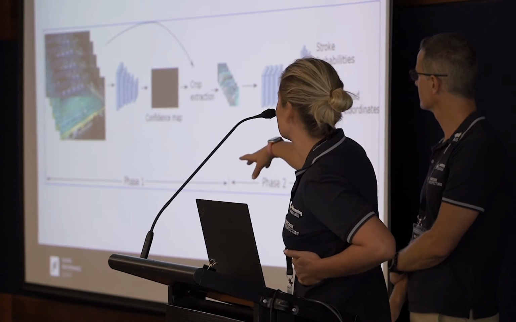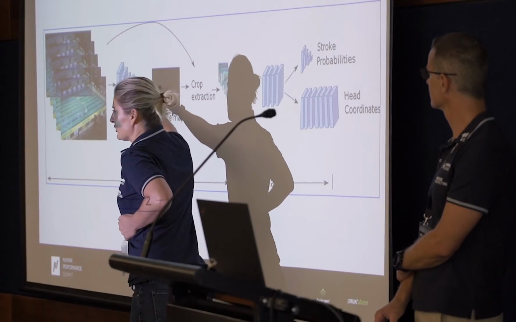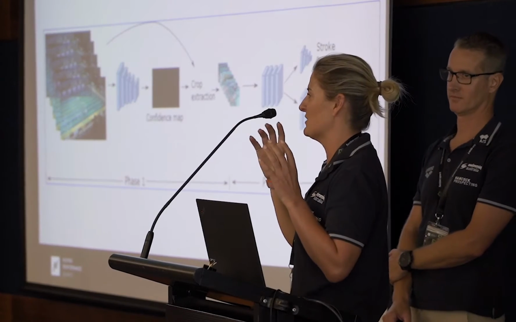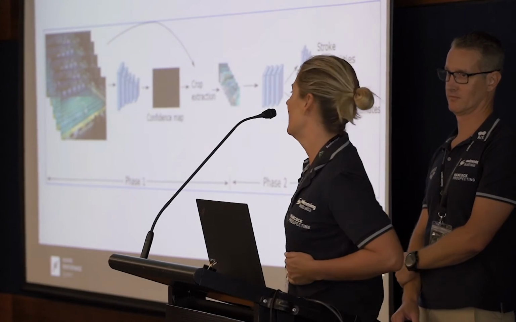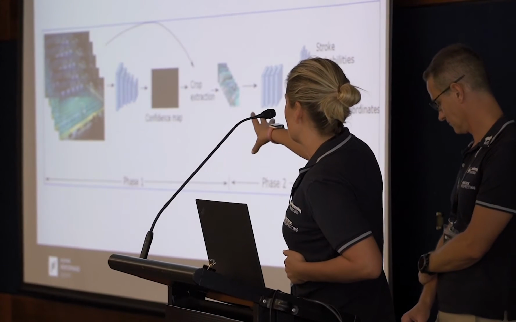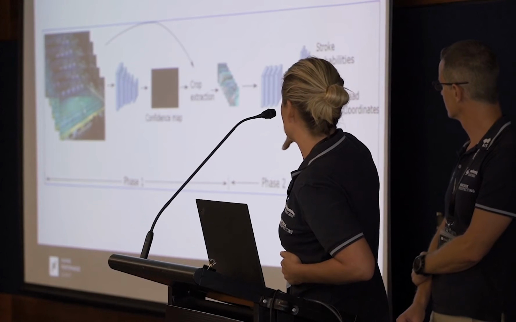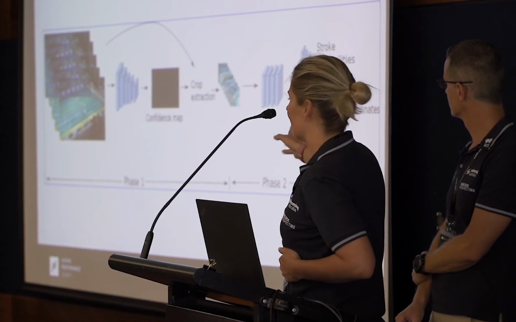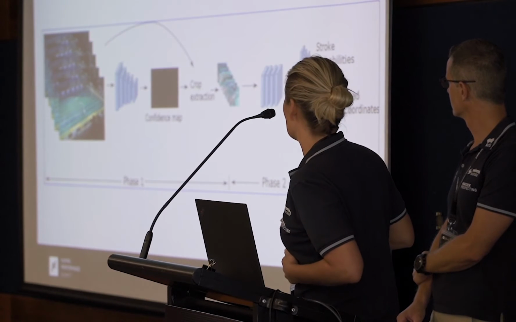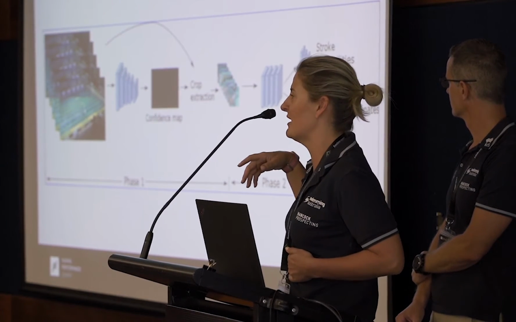So you can't really see, but just in here there's like a whole lot of little dots. That's formed around the head. So it's just giving it a little bit more space rather than one pixel in the video to say that this is where the head is. Once it's got that confidence map, it then does a crop extraction. And then what it's doing through here, through the back end, in the second phase is trying to identify other scenarios that are going on. So it's looking for strokes, it's looking for the head coordinate.